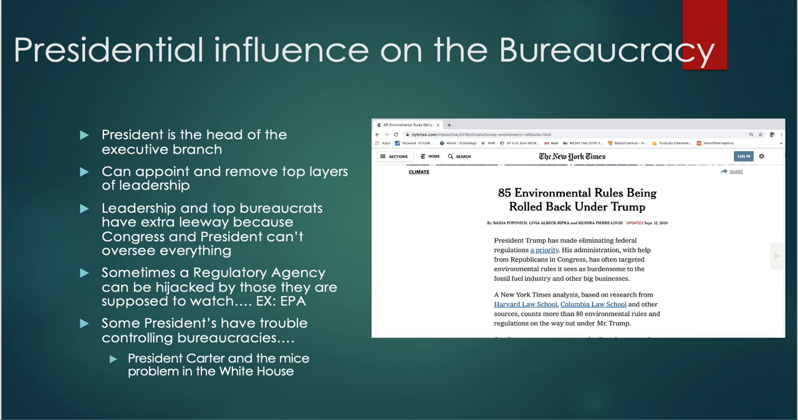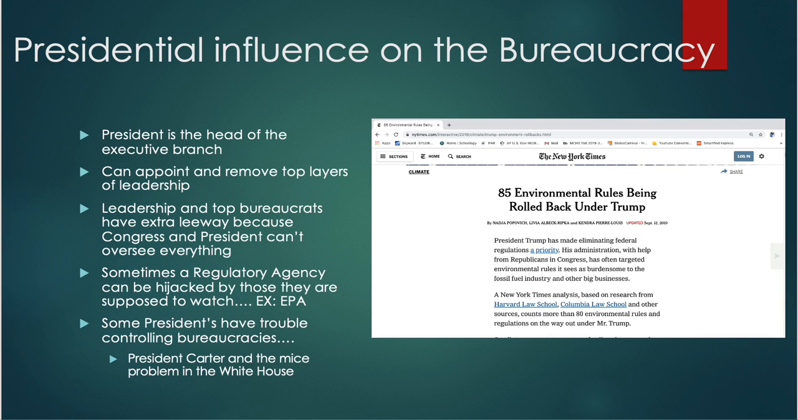Also, sometimes a regulatory agency, so what an agency is really supposed to do, maybe it's hijacked by those who are actually in charge. For example, if it's the Environmental Protection Agency and people are put in charge that don't believe in certain things, maybe they pull back some regulations, and it's actually reversing some of the policies that were put into place.